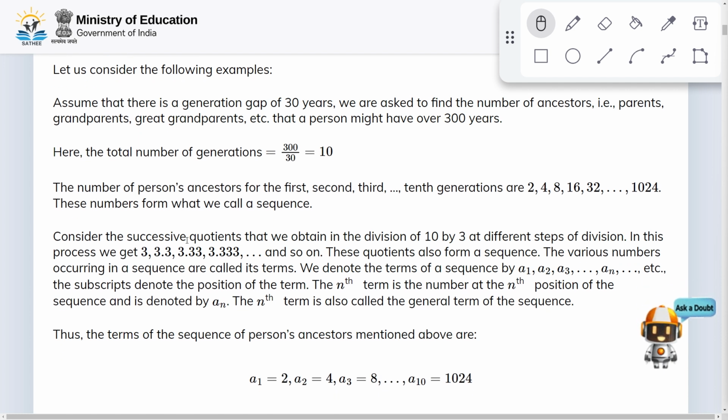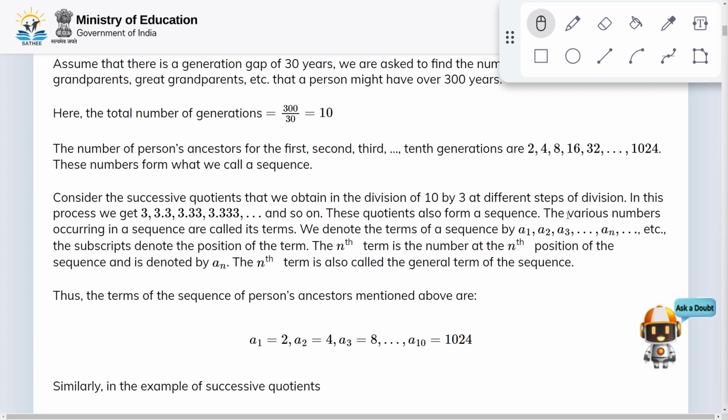Now consider the successive quotients that we obtain in the division of 10 by 3 at different steps of division. In this process we get 3, then 3.3, then 3.33, then 3.333, and so on. These quotients also form a sequence. As you can see, at first position you have 3, at second you have 3.3, at third you have 3.33, and so on. Numbers coming one after another.